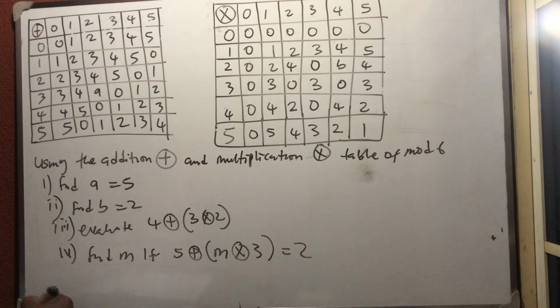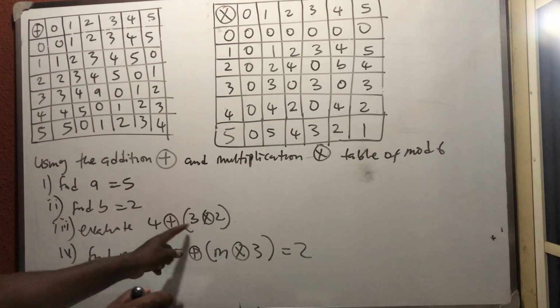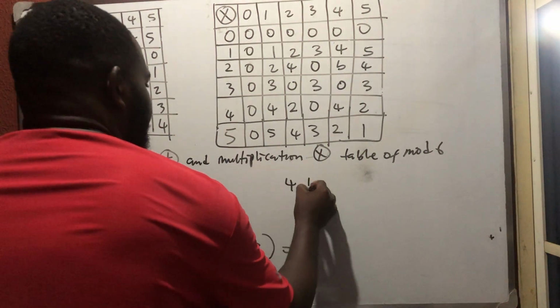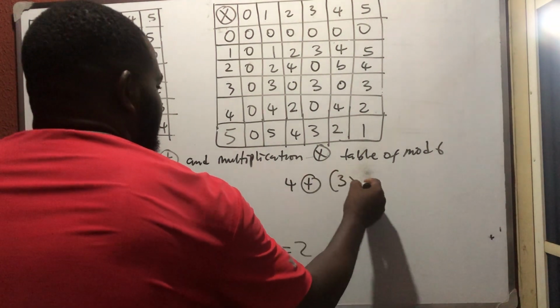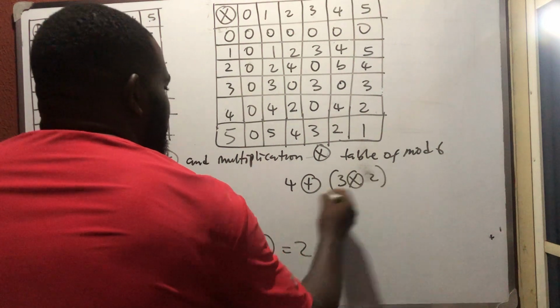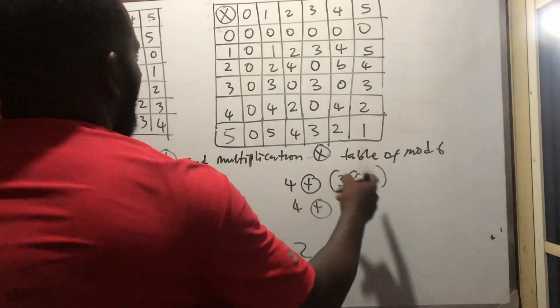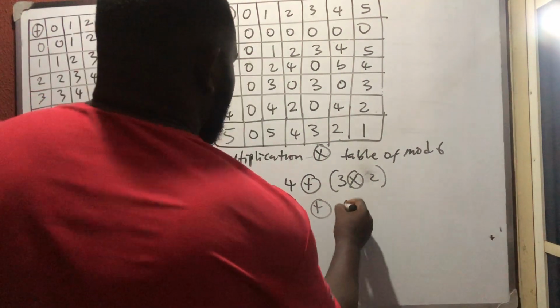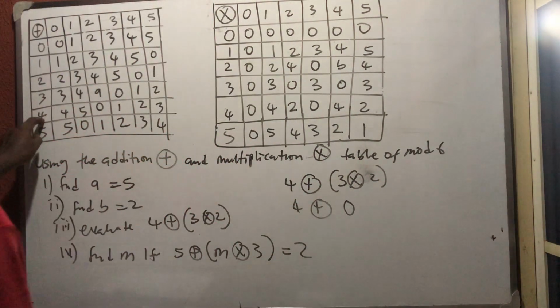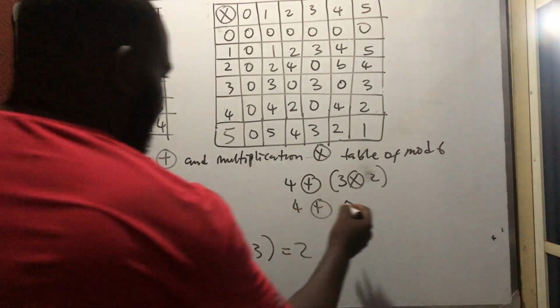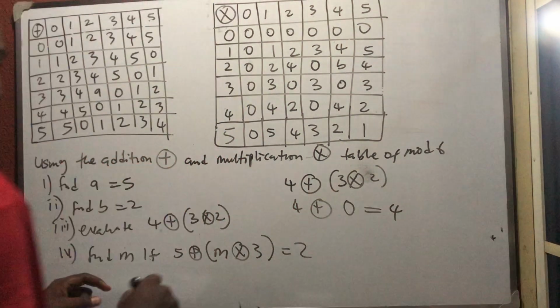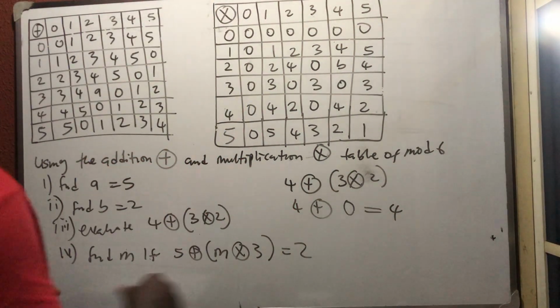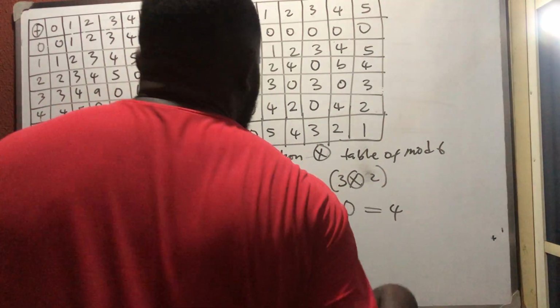Very, very simple. Then the next one, say we should solve this thing. So we have 4 + first of all 3 operating on 2. 3 operating on 2 gave us 0. So 4 operating on 0, here, is giving me 4. So the answer is still 4. Okay? So the last but not the least one here, let me solve it.